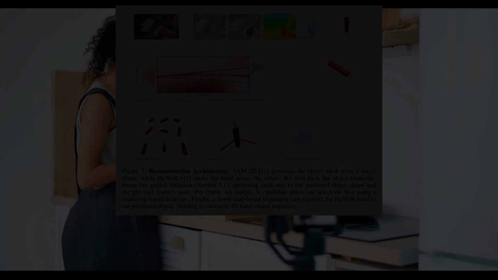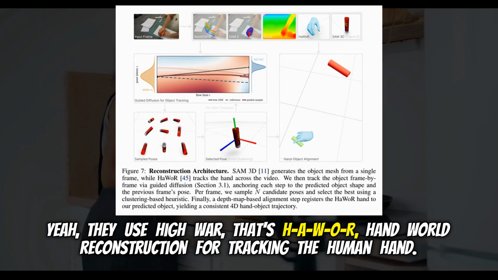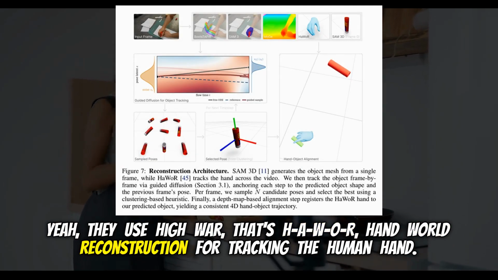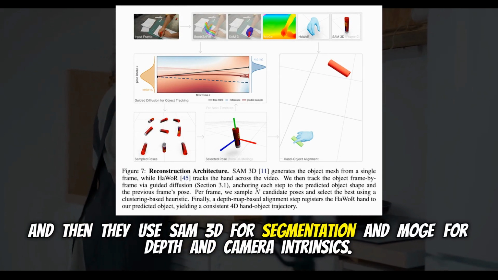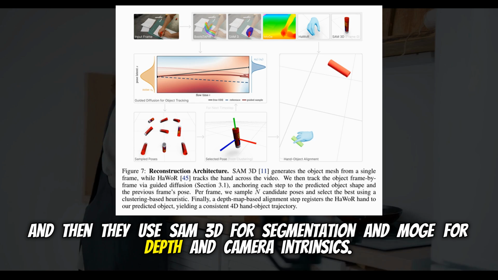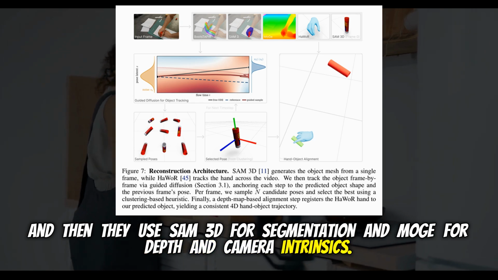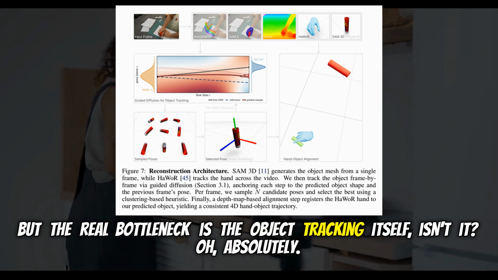So break it down. They use HaWoR, that's H-A-W-O-R, hand world reconstruction, for tracking the human hand. Oh, okay, got it. And then they use SAM3 for segmentation and MoGe for depth and camera intrinsics. But the real bottleneck is the object tracking itself, isn't it?